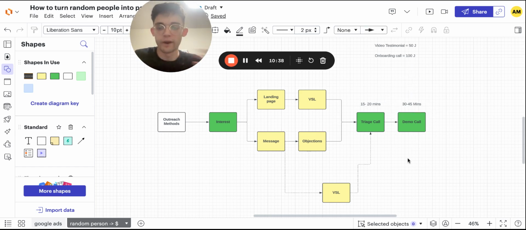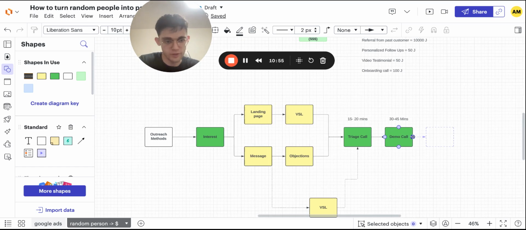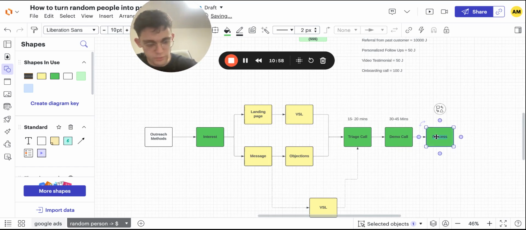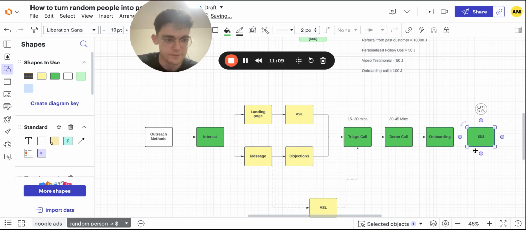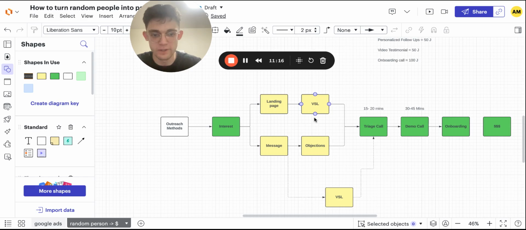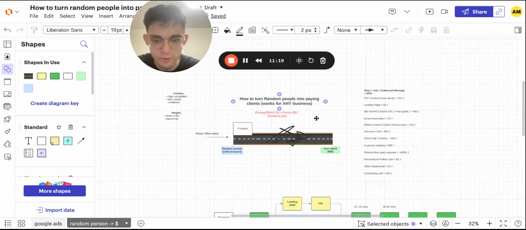We do the demo call where I try to close them on my project or whatever. If I'm a marketing agency, then I'll do a demo call to try to close them on my marketing services. This is a longer call, and at this point, they can either become my client or they don't. We can go after the demo call to the onboarding, and after the onboarding, some money, which is the ultimate goal. Okay? So I hope this whole system, guys, makes sense to you.